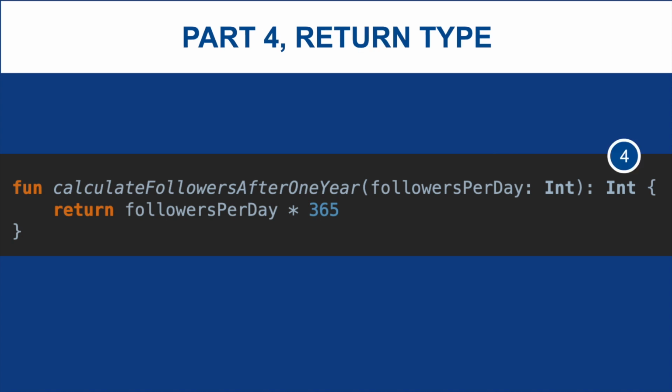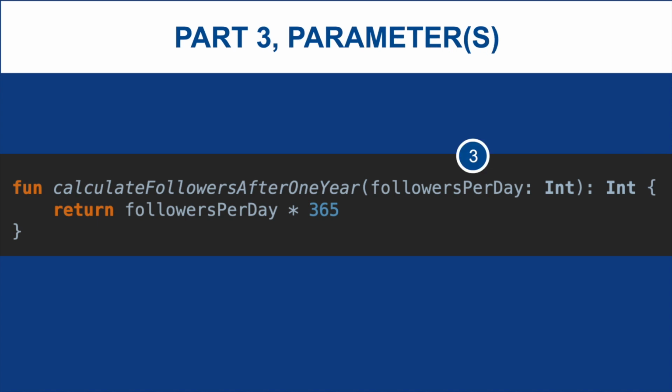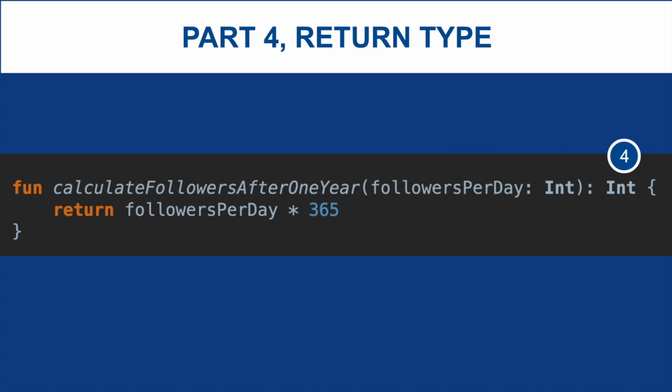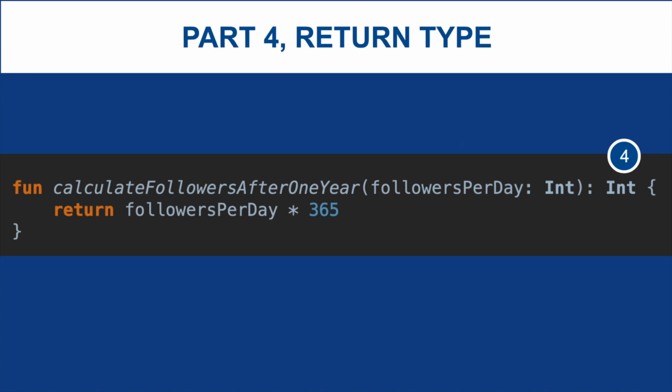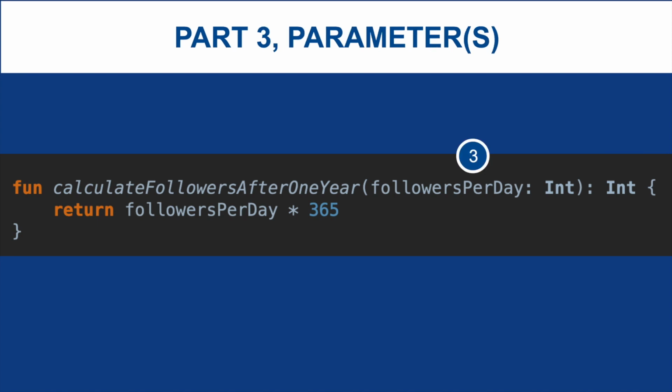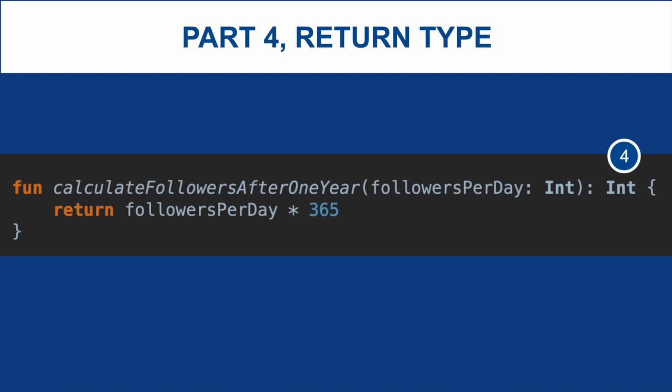Then the next part would be the return type. In this case, the return type of this function is going to be an int. So an int is going to come into the function through a parameter. We are going to do something to it, and then it's going to be spit back out also as an int. We could have alternatively, for example, taken a string as a parameter and then return a date, or a string and then return a character. It's completely up to the programmer.